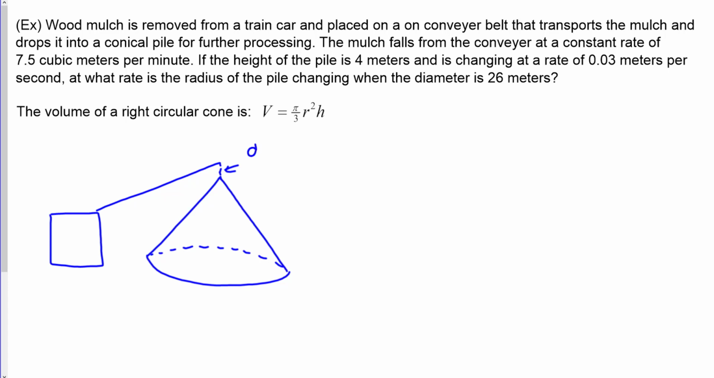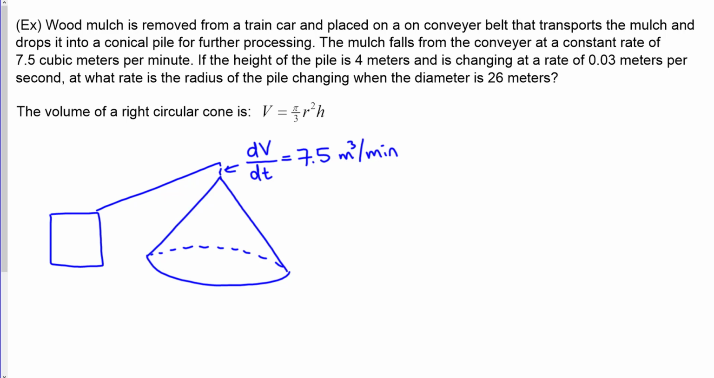So this is the derivative of the volume with respect to time. And I know it's a derivative because it's a rate of change. And the cubic meters tells me it's volume. So dV/dt is 7.5 cubic meters per minute. Okay. So we're getting somewhere. We're getting to put some things on the diagram that make sense.